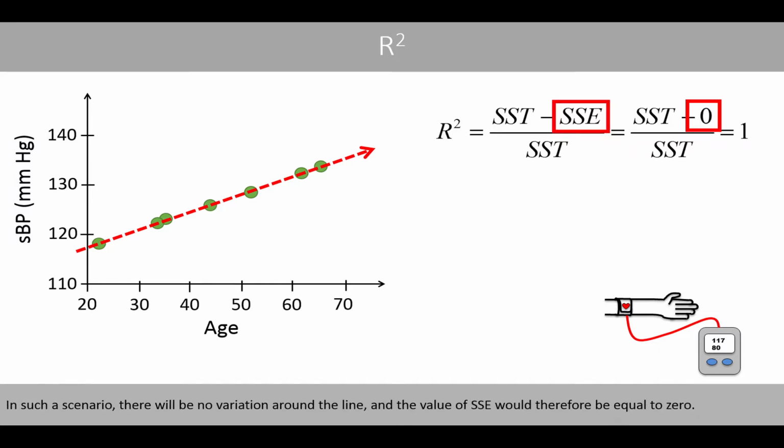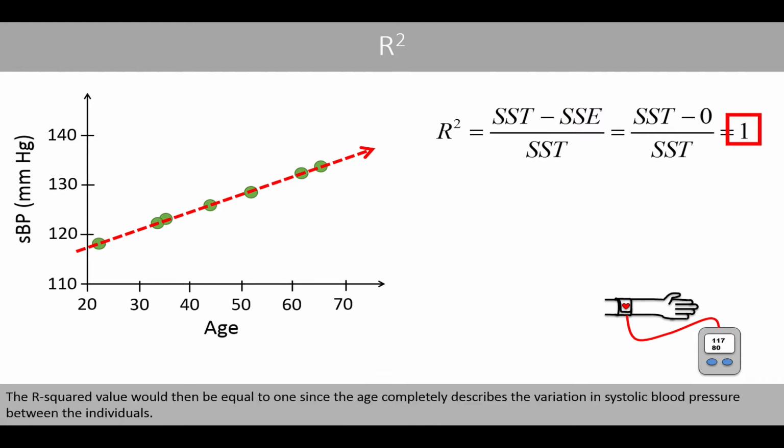In such a scenario, there will be no variation around the line, and the value of SSE would therefore be equal to 0. The R-squared value would then be equal to 1, since the age completely describes the variation in the systolic blood pressure between the individuals.